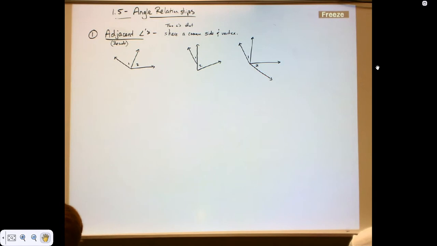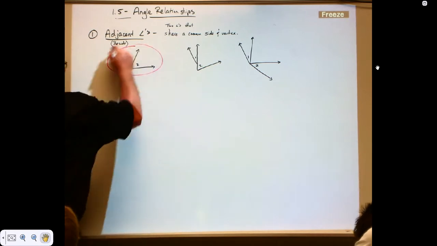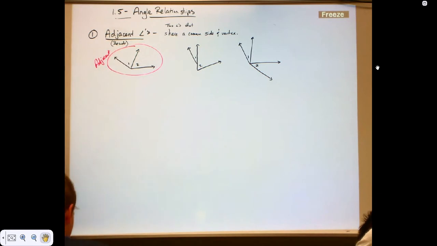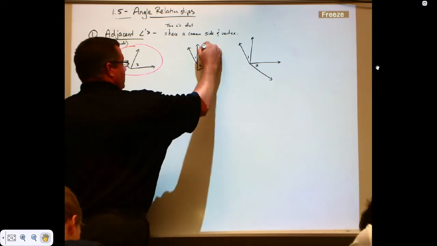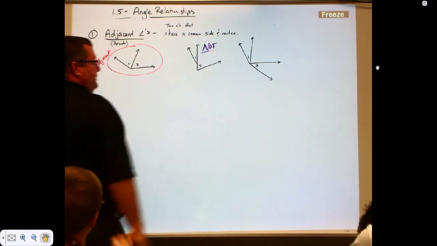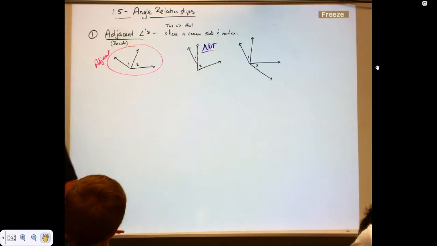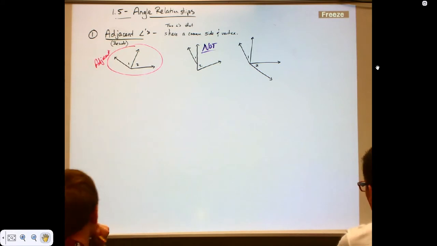Which one do you think is adjacent? Left, right, or middle? Left. You are correct. Those two are, that one is adjacent. Does anyone know why the middle one is not adjacent? Because it doesn't share the same vertex. They share a side, but they don't share a what? Vertex. They're kind of beside each other. And I guess, basically, you can think of it as two angles that are beside each other, but there are some situations where that doesn't work.